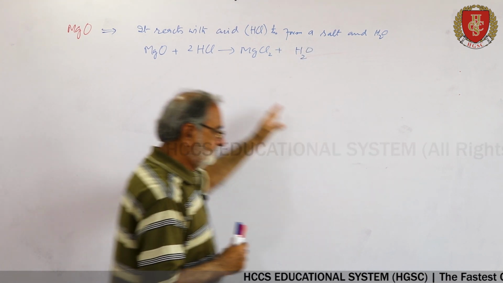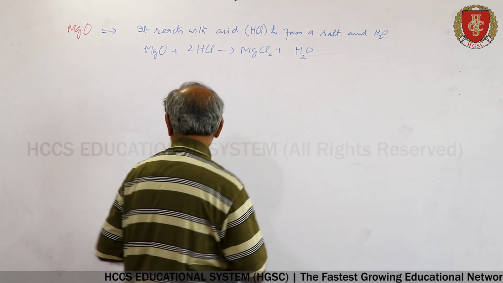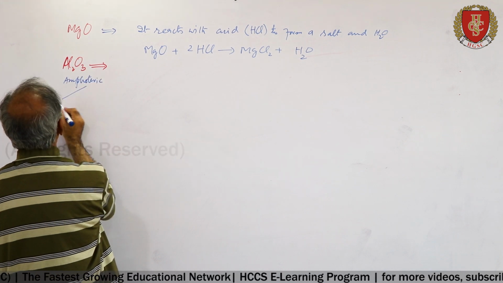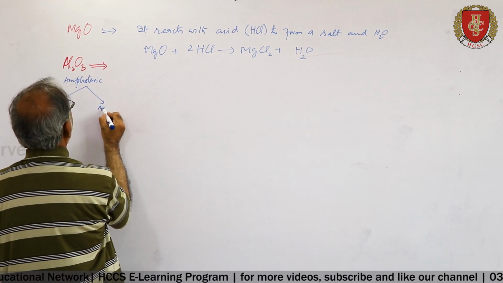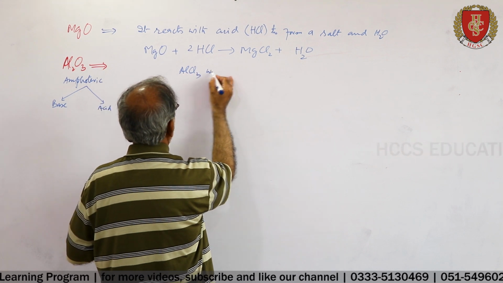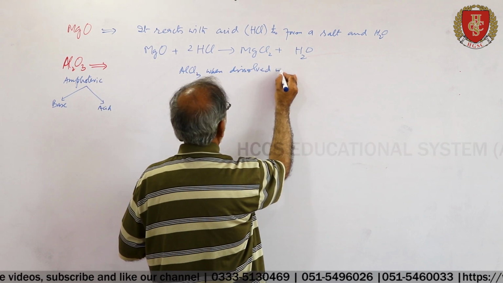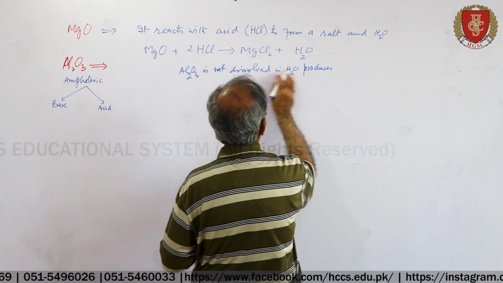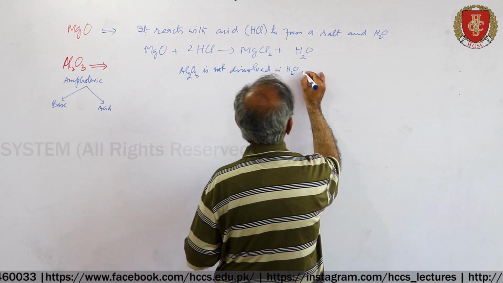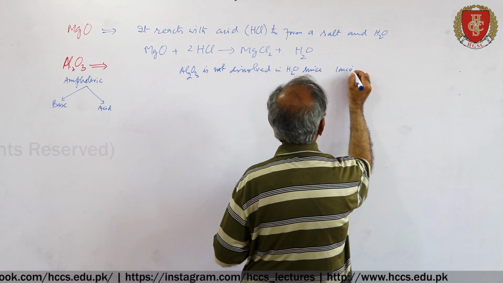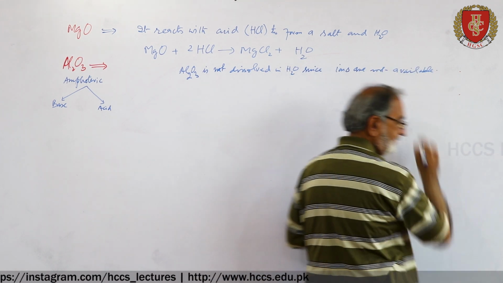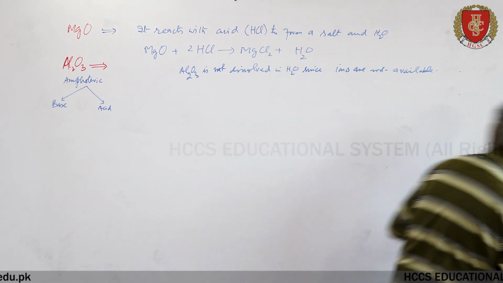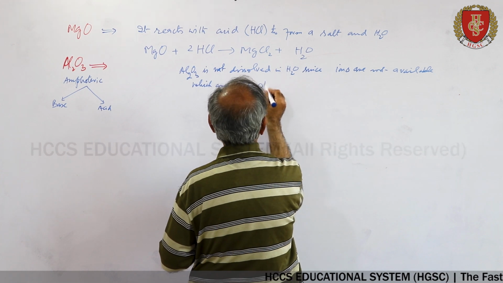The next is aluminium oxide. It is amphoteric, behaves as base or acid. Aluminium oxide is not dissolved in water since the ions are not available, since the ions are held strongly.